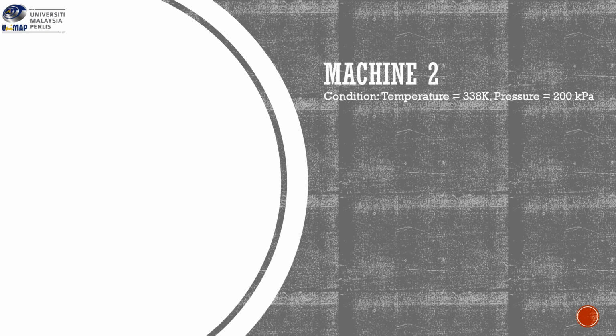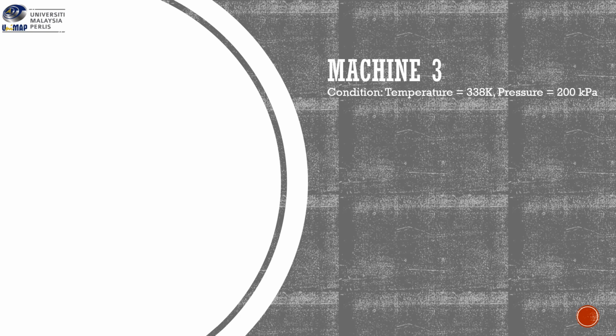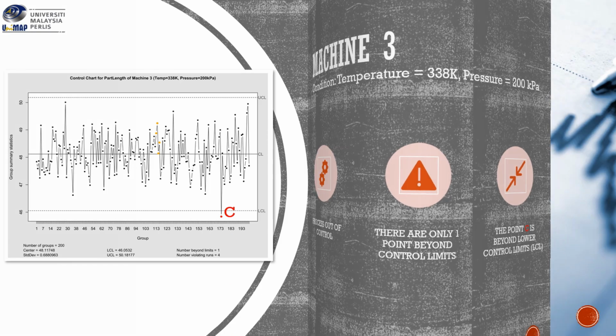Next, under the same condition is shown the control chart for machine 2. The process is out of control because there are 2 points beyond the control limit. Point A is beyond the upper control limit and point B is beyond the lower control limit. The control chart for machine 3 under the same condition shows that the process is out of control because there is only 1 point beyond the control limit, where point C is beyond the lower control limit.